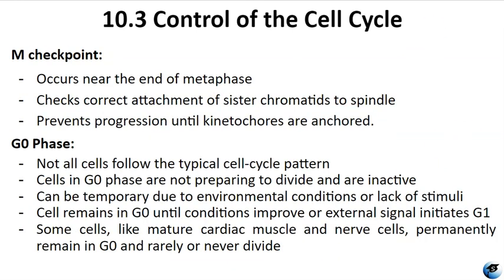The M checkpoint confirms proper attachment of sister chromatids to the spindle fibers, and this is crucial for irreversibly separating chromatids during anaphase. The cycle proceeds when each pair is securely connected to spindle fibers from the opposite poles.